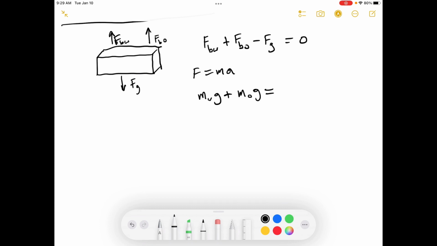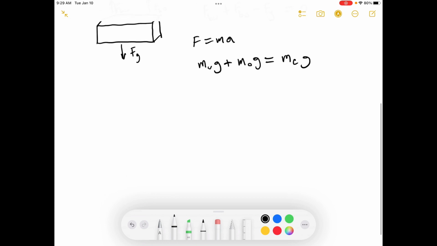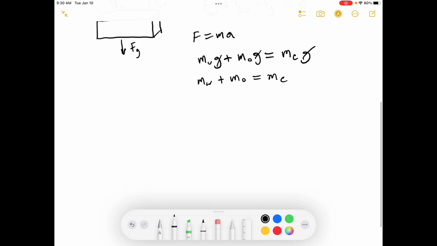We know that the mass of the carbon times the acceleration due to gravity, that's the total mass of the block times gravity, is the weight of the block. Okay? So if we divide by the acceleration due to gravity, that all cancels out, and we're left with the mass of the water displaced plus the mass of the oil displaced equals the mass of the carbon. We also know that the mass equals the density times the volume. So now we convert these into densities and volume.